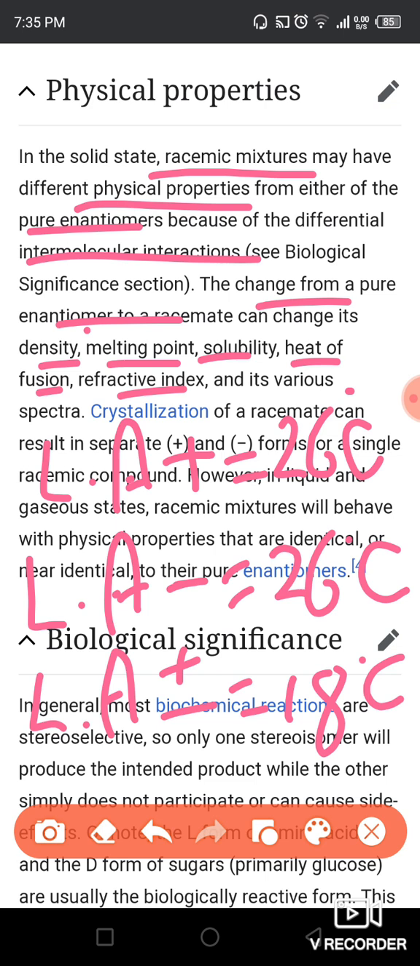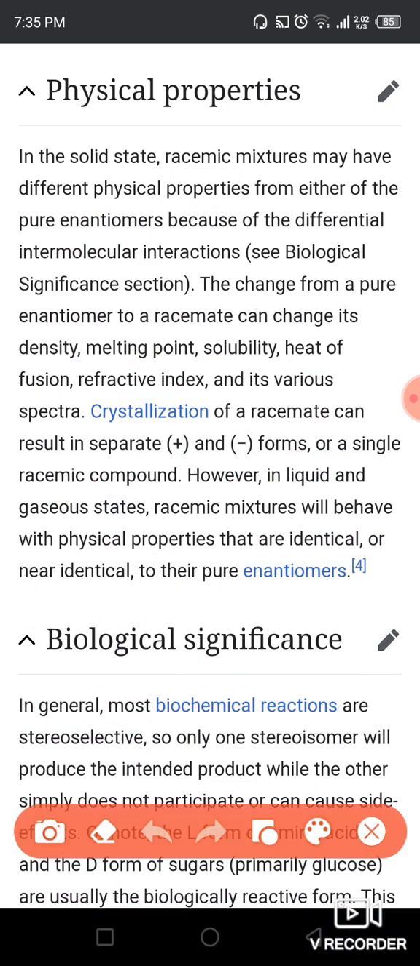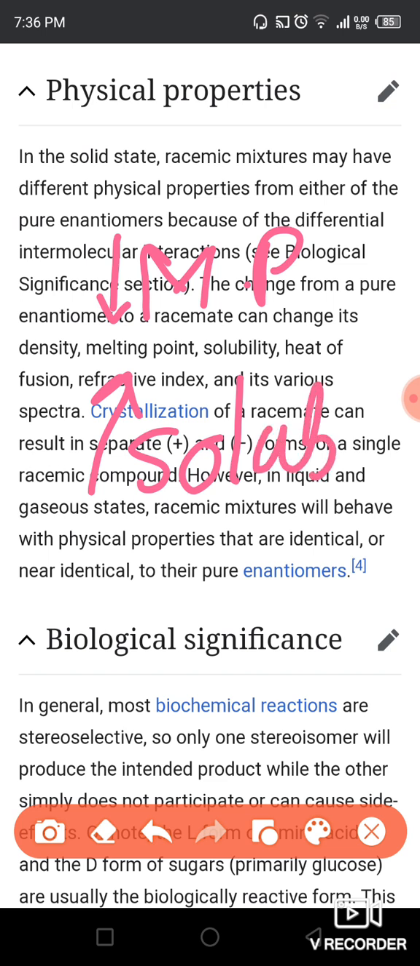So whenever you are going to form a racemic mixture, always two things happen. First is the melting point always decreases. Whatever its original melting point, its melting point decreases. For example in lactic acid, 26 से 18 तक decrease हुआ. Now the second thing is that its solubility increases, so it becomes more soluble than its first form.